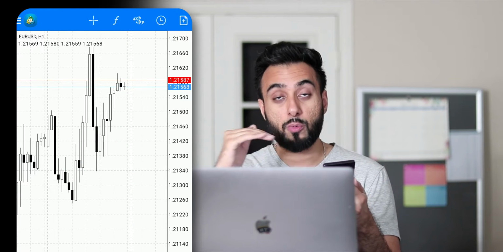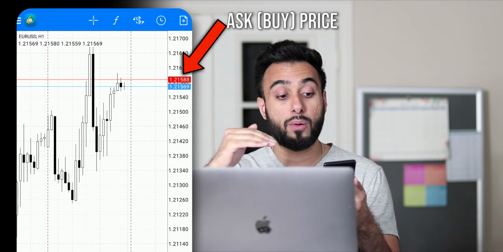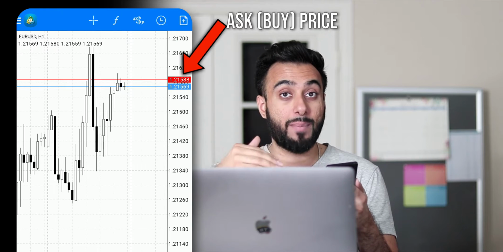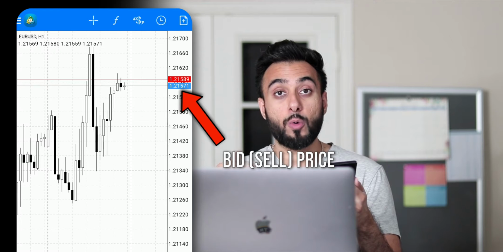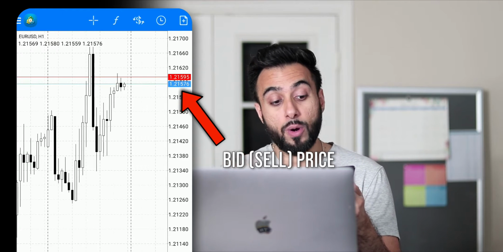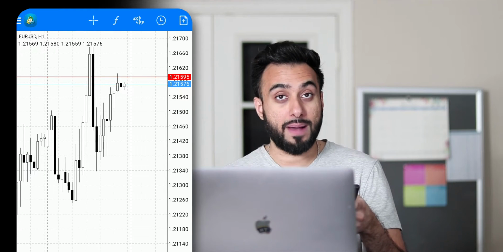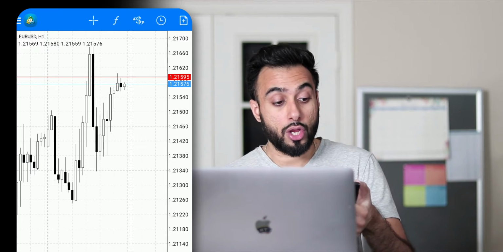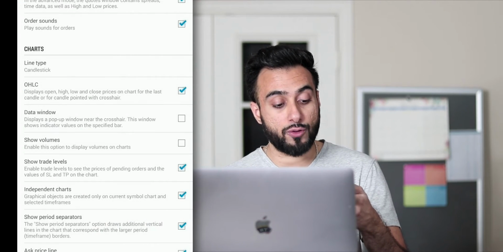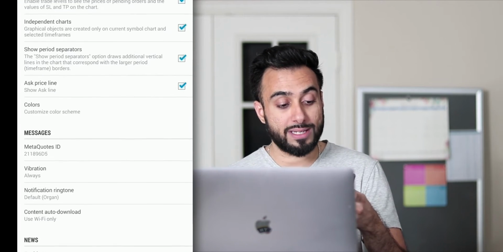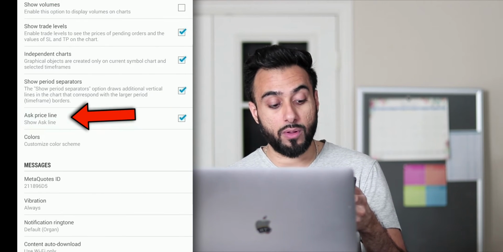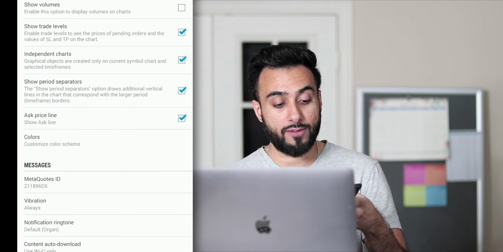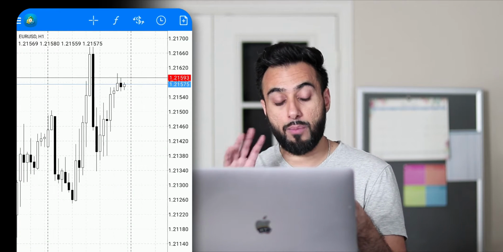So the top line, the red line, that's always going to be the ask price, or in other words, the buy price. And the number on the bottom, the blue one, that's always going to be the bid price, or in other words, the sell price. And by the way, if you only see one line, you're going to have to go to your settings, scroll down and find where it says ask price line, and enable the ask price line. Once you have that enabled, it's going to allow you to see both of the lines.